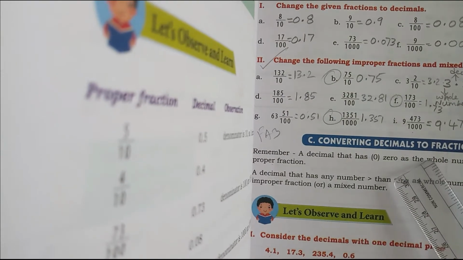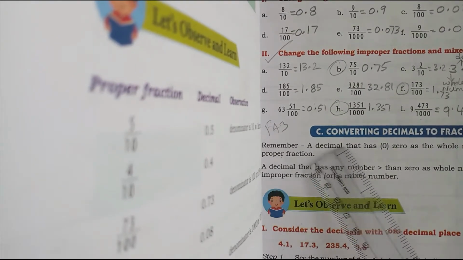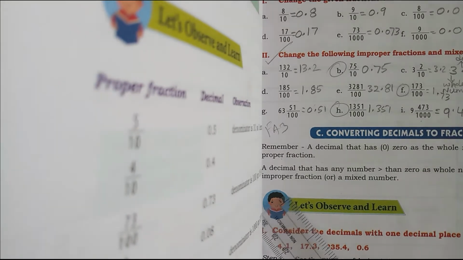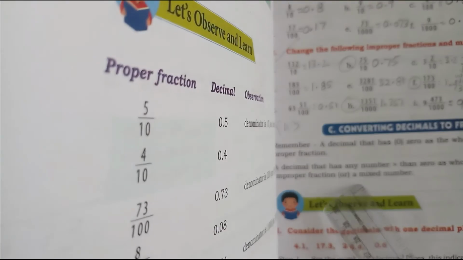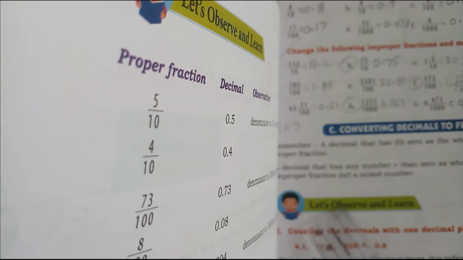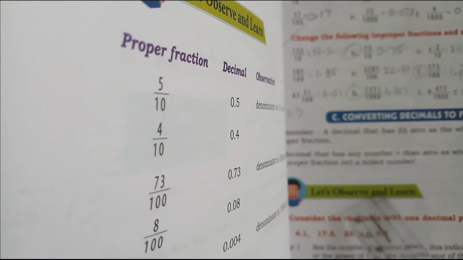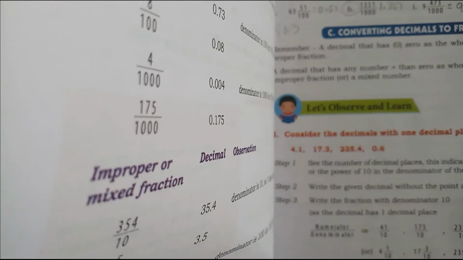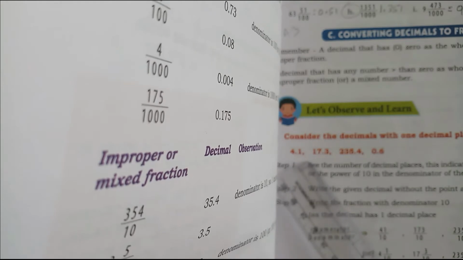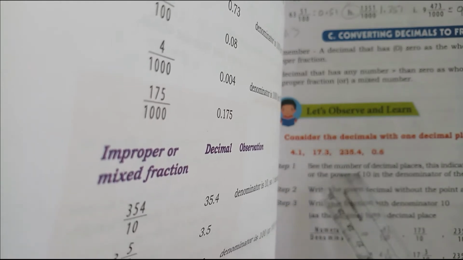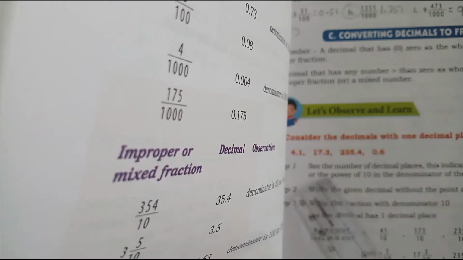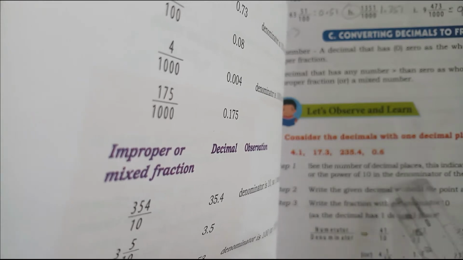Now converting decimals to fractions. Remember, a decimal that has 0 as the whole number will become a proper fraction. A decimal that has any number greater than 0 as the whole number will become an improper fraction or a mixed fraction, we call it. Now let us observe and learn here. Consider the decimals with one decimal place. For example, 4.1, 17.3, 235.4, 0.6.